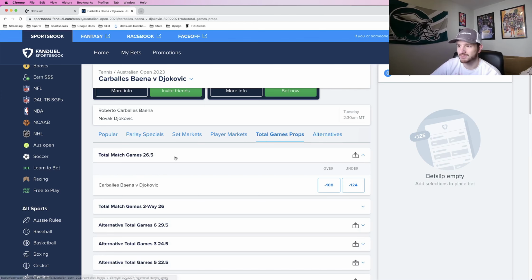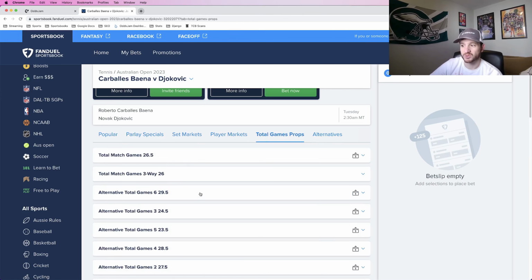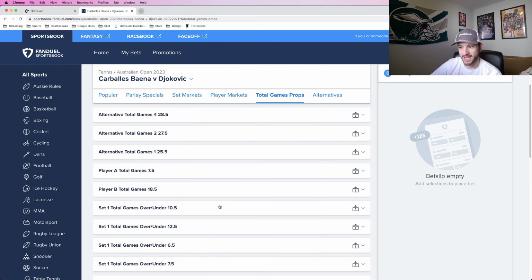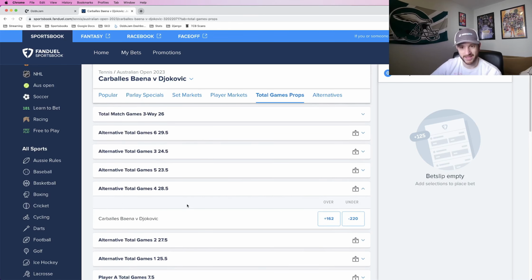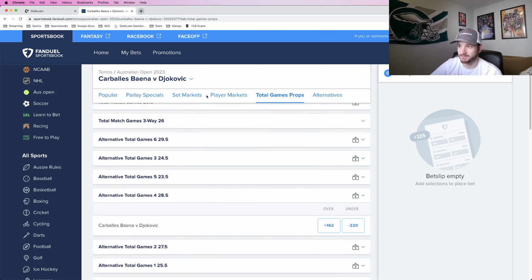Same thing with total games. As you can see, there are options 26.5, 29.5, 24.5. Those are just alternate total games markets. So again, you think it's going to go significantly over. Instead of betting over 25.5, bet over 28.5 at plus 162. Those alternate markets are very, very popular betting markets.